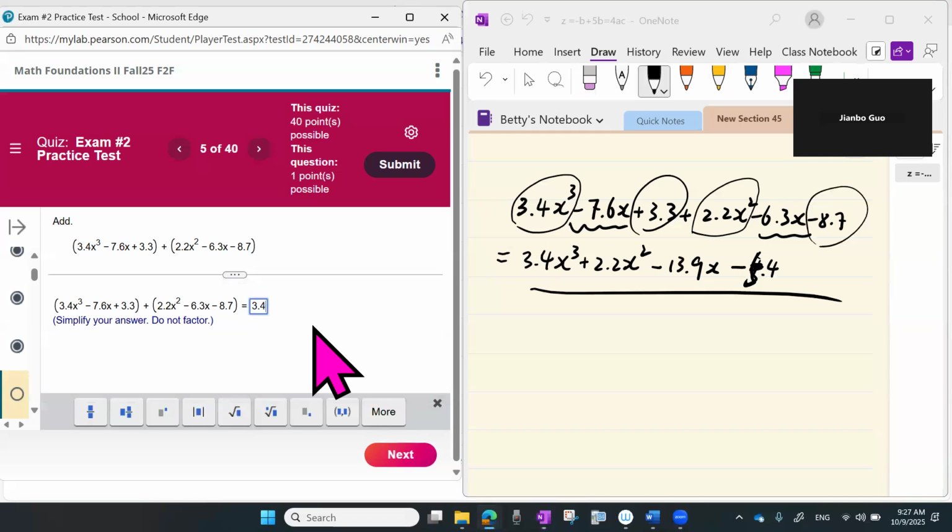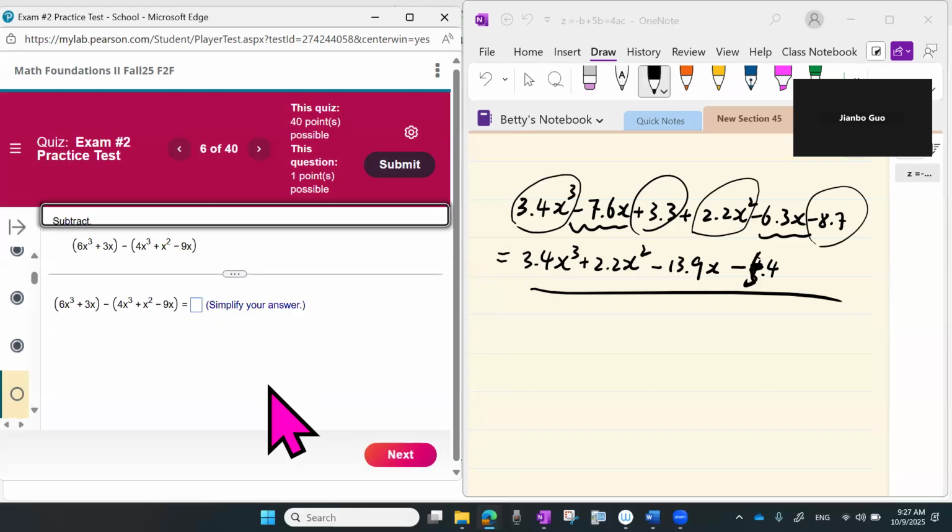3.4x cubed plus 2.2x squared minus 13.9x minus 5.4. Double check. 3.4x cubed plus 2.2x squared minus 13.9x minus 5.4.